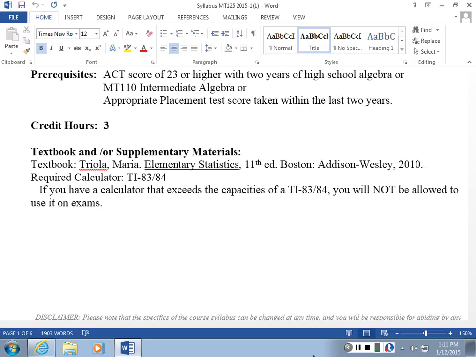So make sure you have your calculator and bring it to class, because I will be showing you how to use it during class time, and you're going to want to practice it during class time, so then when it comes time to do your homework, you know what you're doing.